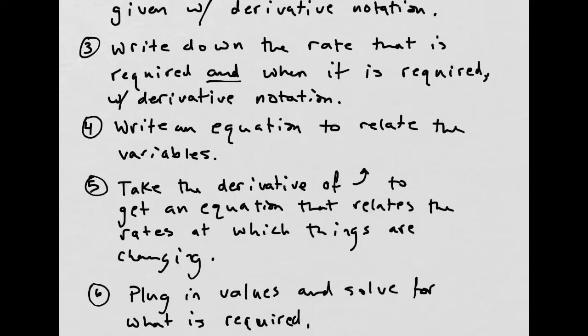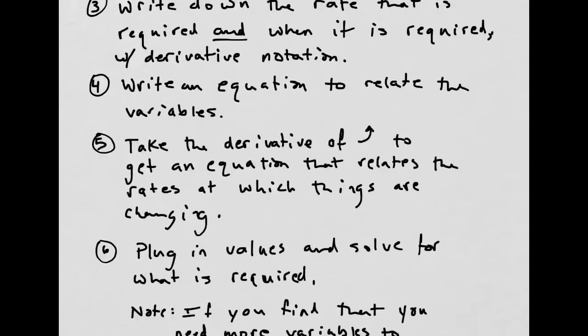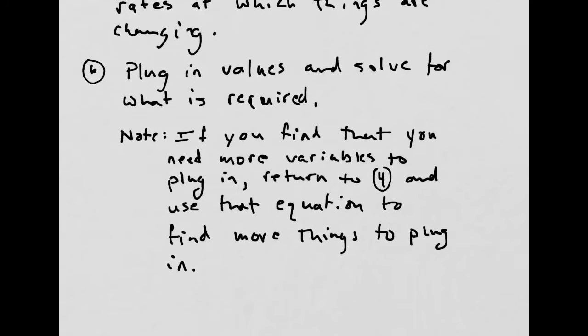Step 4, write an equation to relate the variables that you're talking about. That's pretty simple. And then take the derivative of that equation so you can have the equation that relates the rates. That's the whole purpose of this. Plug in any values that you have to solve for what is required. If you need more values, return to the equation in number 4 and plug in stuff so that you can find more values to use.